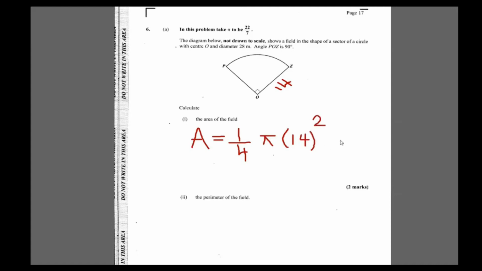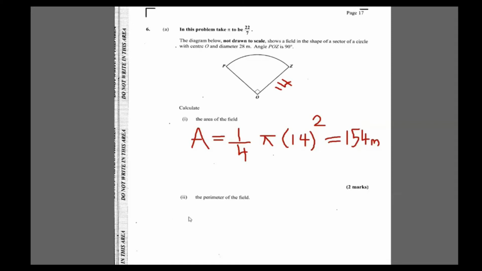Put all of this in a calculator: 1/4 multiplied by pi, which is 22/7, multiplied by 14 squared, and that's 154. So the area of that little field is 154 meters squared. This is a very small field. Then it goes further to say find the perimeter of the field.